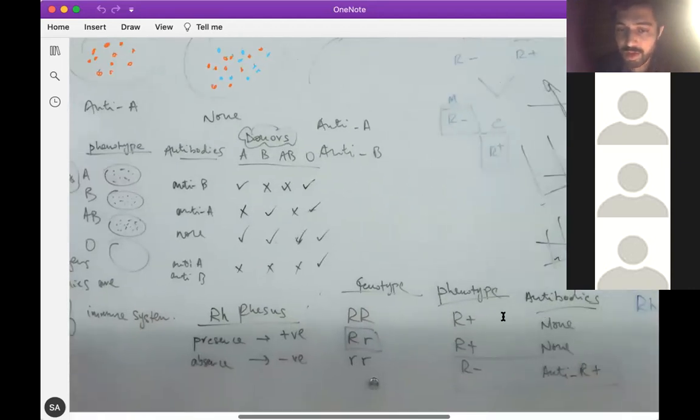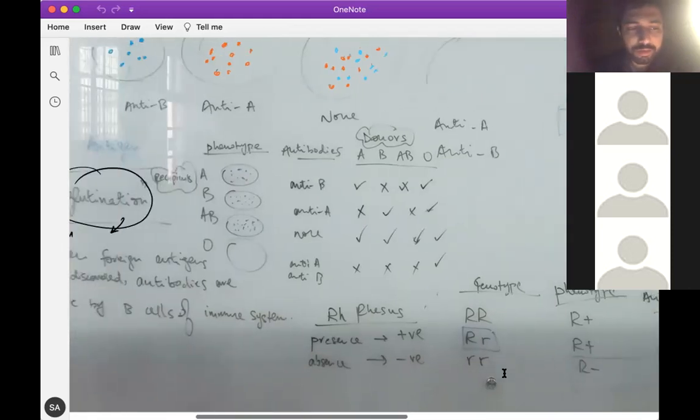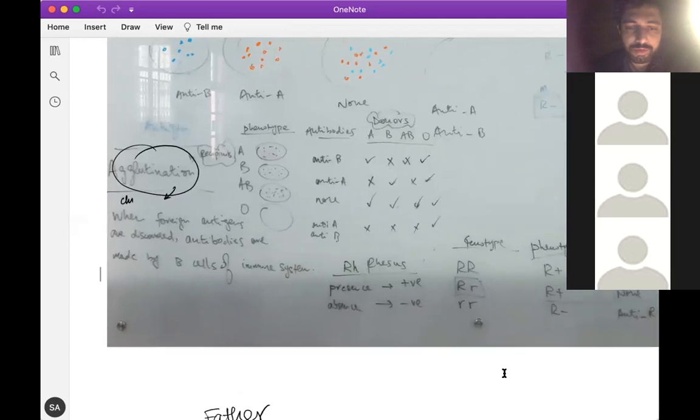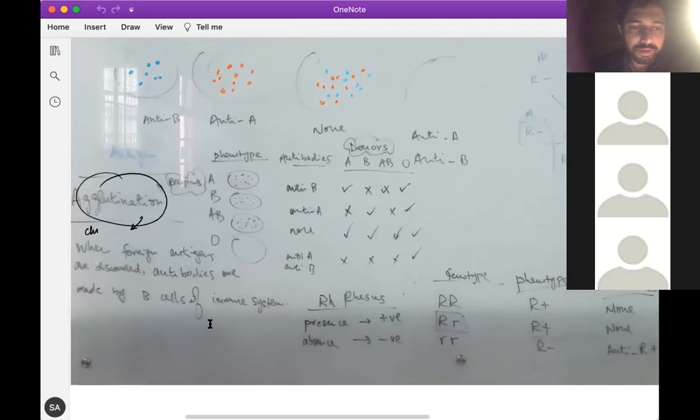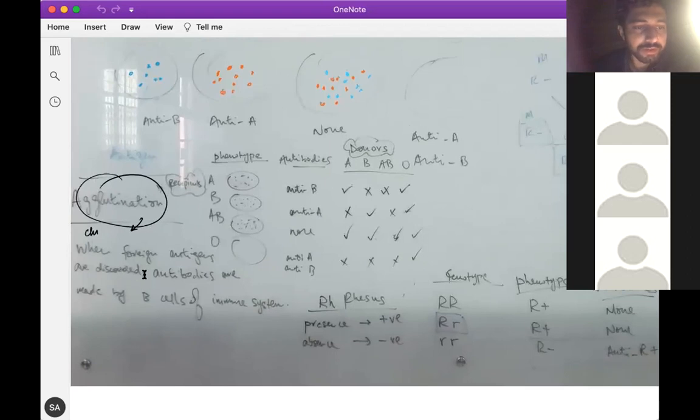In the rhesus system, the positive phenotype does not have any antibody at all. There are no antibodies. But for the negative one, there is an antibody here, anti-positive, or there couldn't be anything else because there's only anti-R positive antibody. And if you think about this carefully, take a minute to think about this, and in fact, if I zoom out a little bit, go back to this sentence that we had on this side. When foreign antigens are discovered, antibodies are made by B cells of immune system. This actually makes sense. Why?